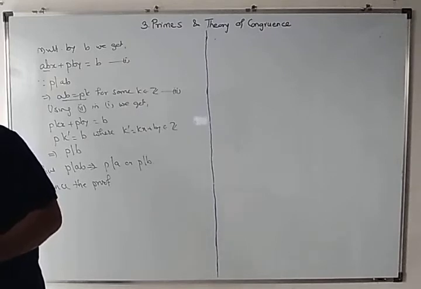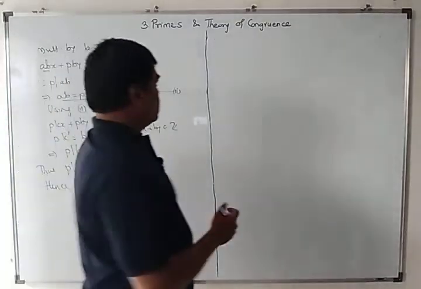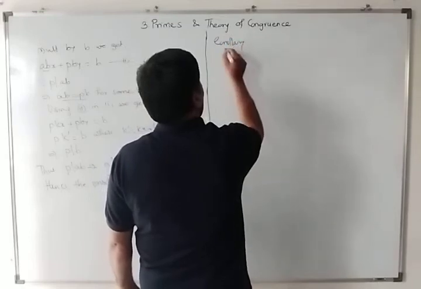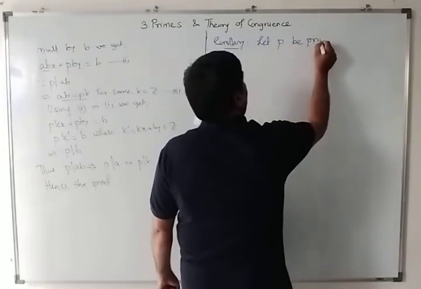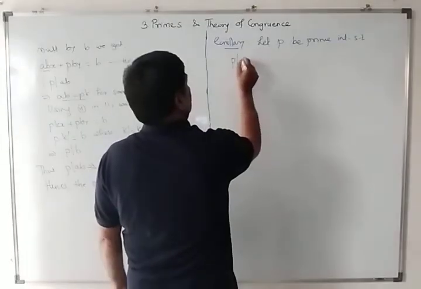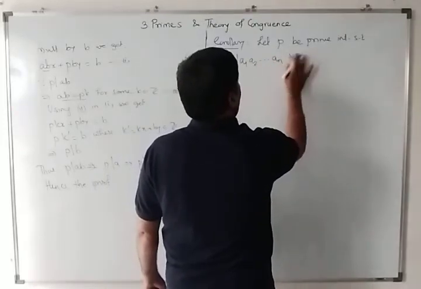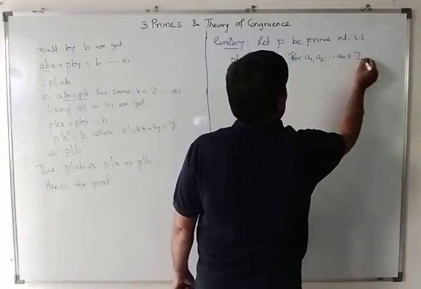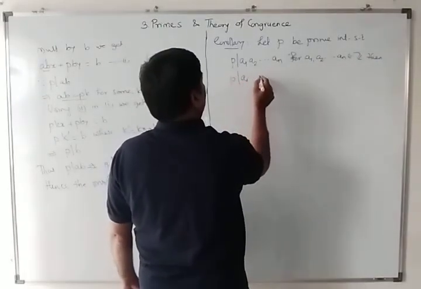Now we will take the corollary. If p is prime and p divides the product of n integers. Let p be a prime integer such that p divides a1, a2, up to an, for a1, a2, up to an belonging to Z, then p must divide ai for at least one i.